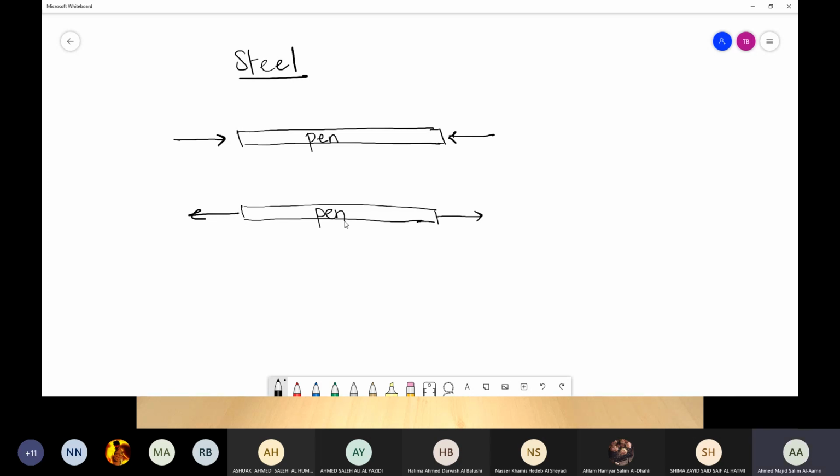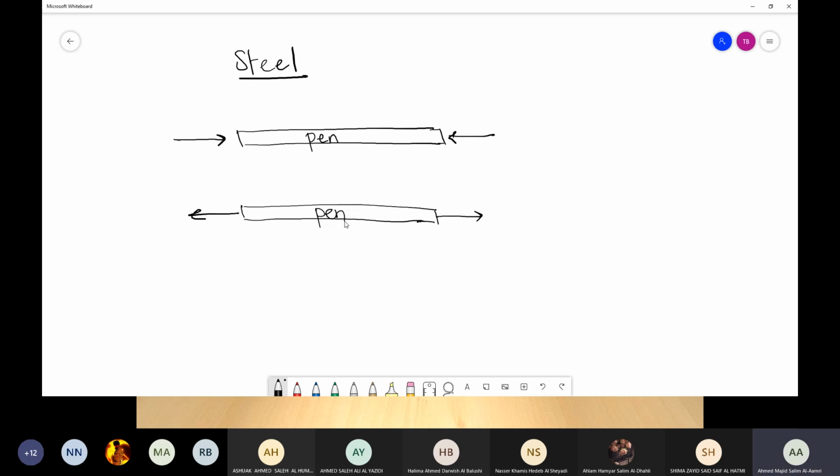Will anything happen to the pen if you try to compress it? Yes, it will. What will happen to the pen? It will be broken. Now, is the pen normally short or long? Short. So, do you think it's easy to break a short element?